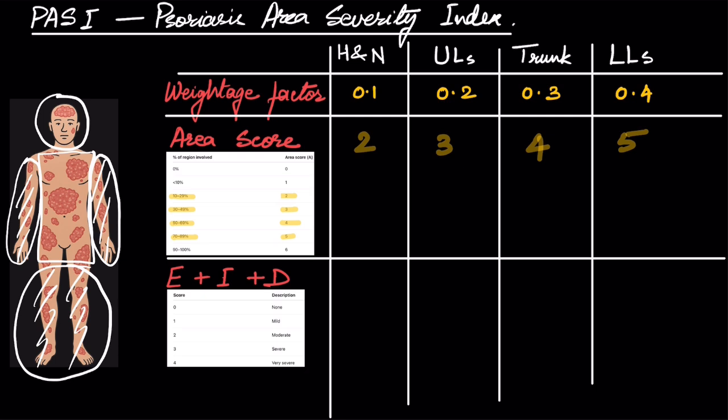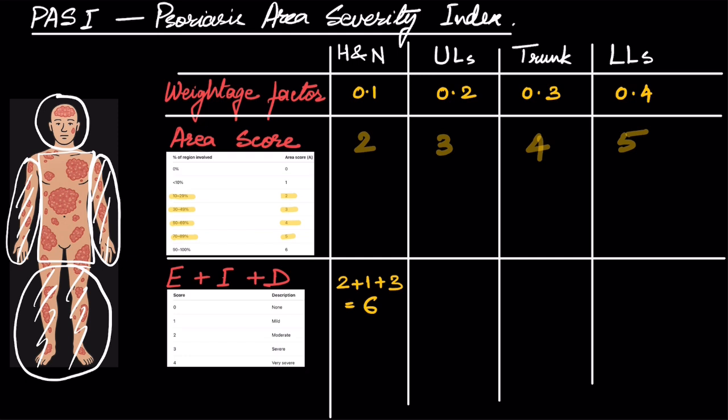Now we will examine the plaques of head and neck. Say the erythema was moderate, so we give a score of 2. The induration was mild, so we give a score of 1. And desquamation or scaling was severe, we give a score of 3. Now we add the scores. 2 plus 1 plus 3 is 6. We write it down. For head and neck, it is 6.